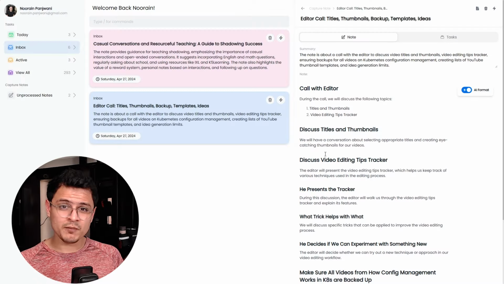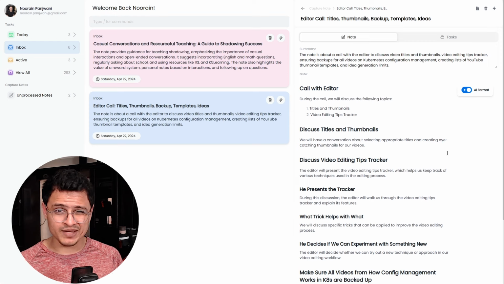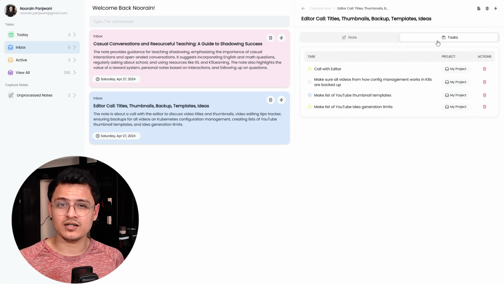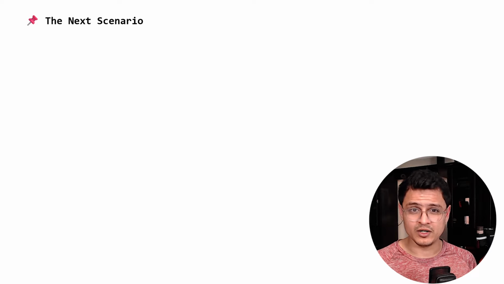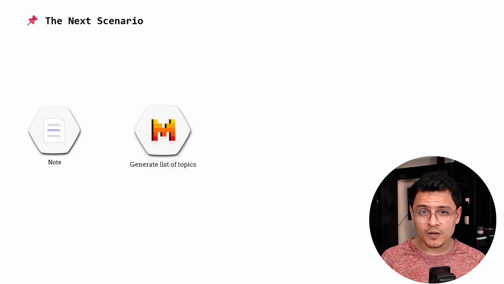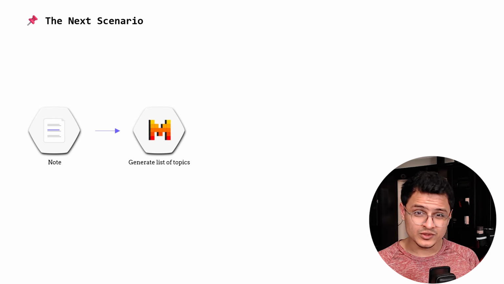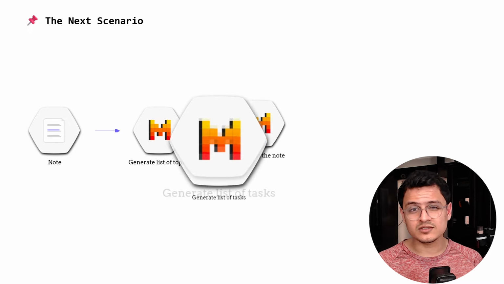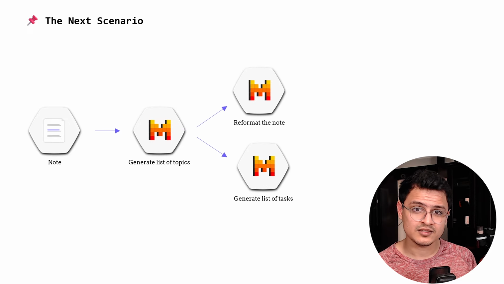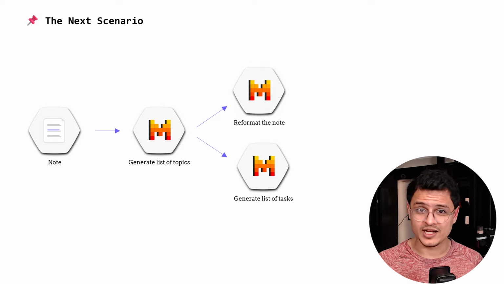Time to move on to the next use case. We want to reformat our note to look a teeny bit better, and we want to identify a list of tasks for the user based on that note. Here's how we're gonna go about it. We first generate a list of topics the note covers. We'll use this list to reformat the note. Makes sense, right? We'll also use this list to generate our tasks. This list of topics is what drives everything.